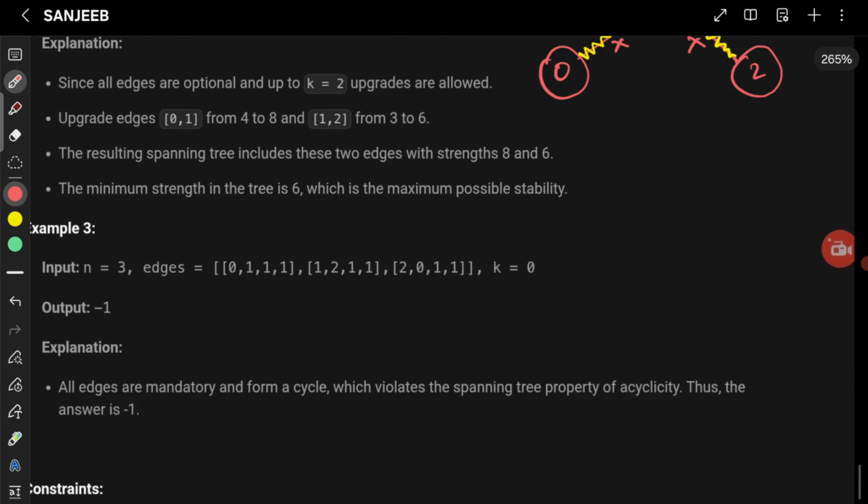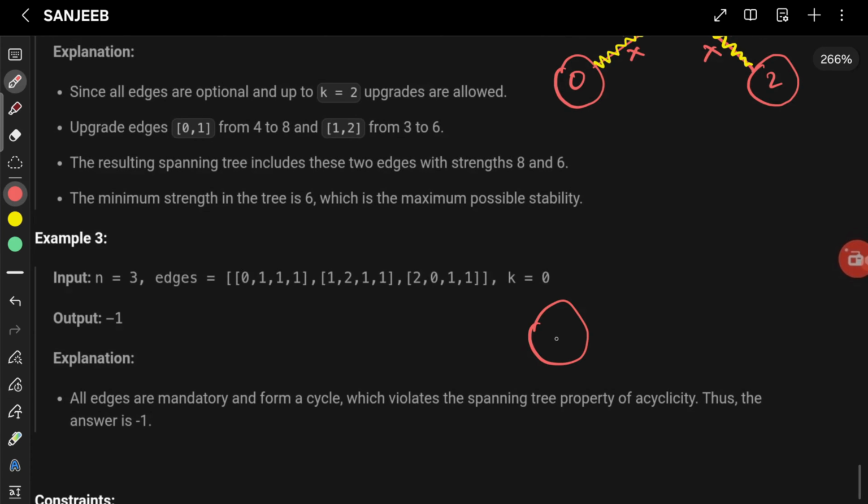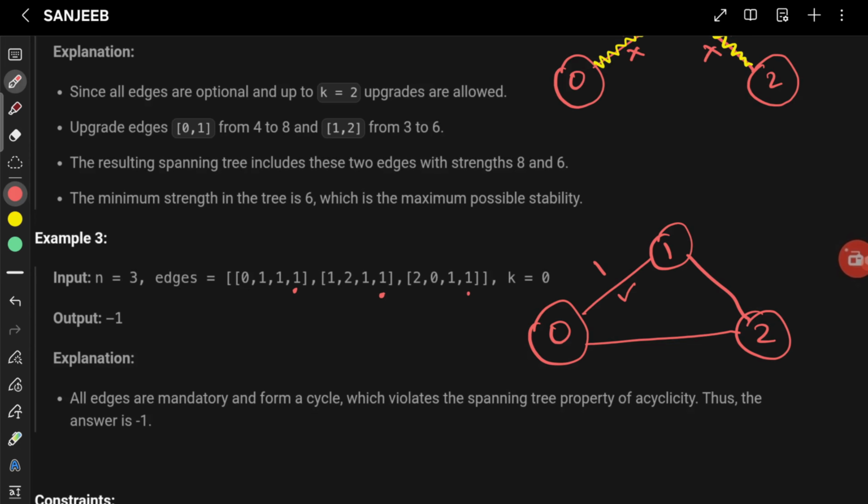Now in this example, it has nodes 0, 1, 2, and the strength is 1. Is it a required edge? Yes. Edge 1 to 2 has an edge strength of 1, and again it's required.